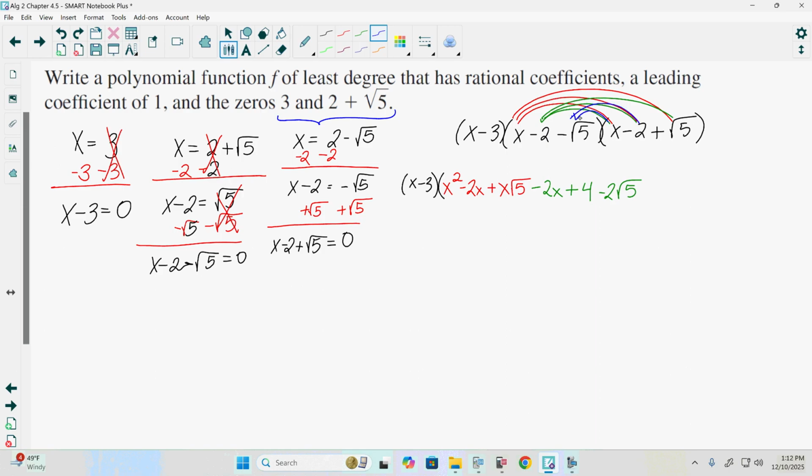And lastly, distributing negative square root of 5. Negative square root of 5 times x is negative x square roots of 5. Negative square root of 5 times negative 2, the negative and negative make a plus, giving us 2 square roots of 5. And lastly, negative square root of 5 times the square root of 5. Our negative times a positive is a negative. Square root of 5 times the square root of 5. Well, 5 times 5, we can multiply what's inside because they are like radicals, giving us the square root of 25, which is just 5. Or we could say that it's the square root of 5 squared because it's multiplied by itself, which is still just 5.